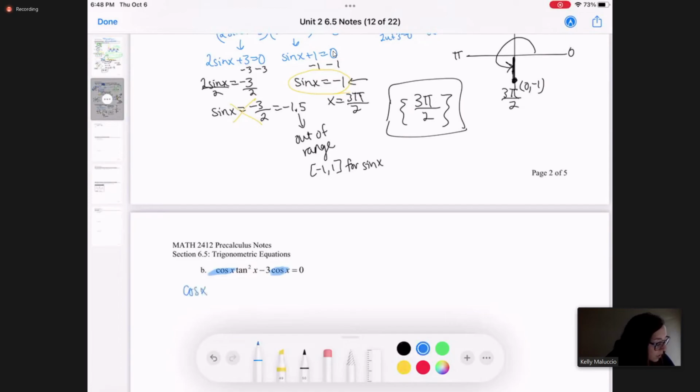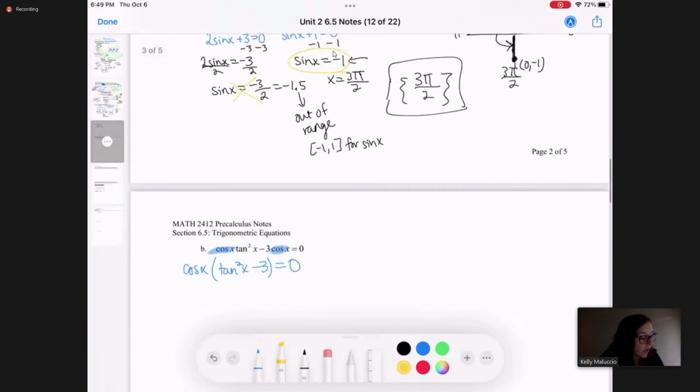So I'm going to say cosine x times tangent squared x minus 3 equals 0. Now I can treat this the same way that I treated it before, where I set this equal to 0, and then I set this equal to 0 separately, because those are its factors. So let's solve: cosine of x equals 0, and tangent squared x minus 3 equals 0.